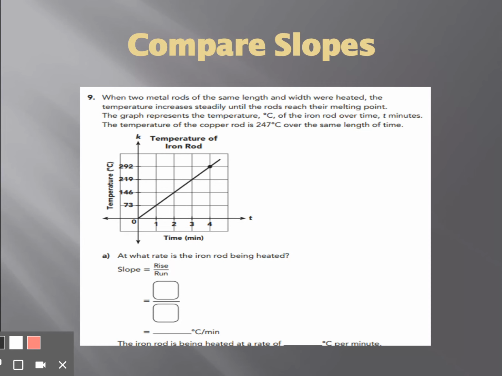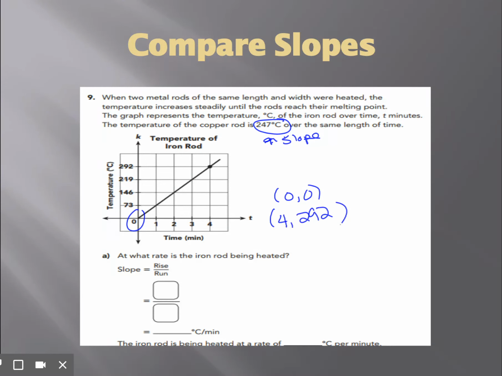So they gave us the slope of the copper rod, it's the same after the same amount of time. So after 4 minutes, it's 247 degrees Celsius. Or I'm sorry, that's just the slope of the copper rod. So they already give us that information. So now let's find the slope of the iron rod. And pick our 2 points, 0, 0. And they give us a nice one here for 292.